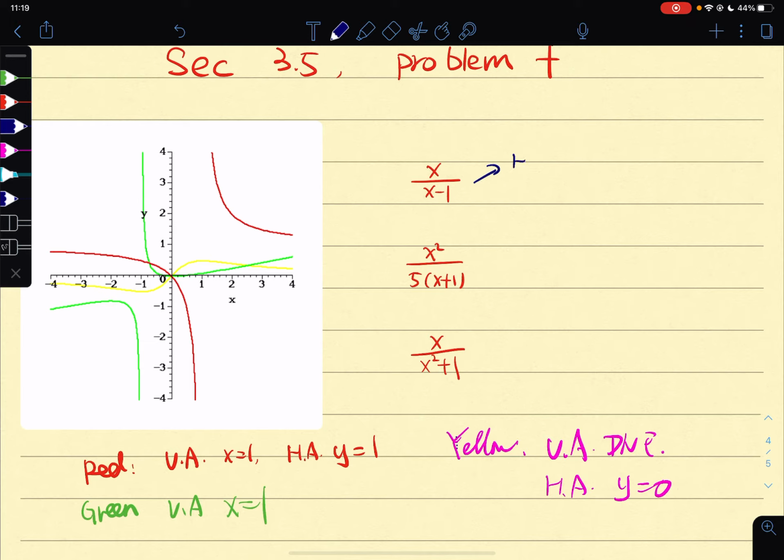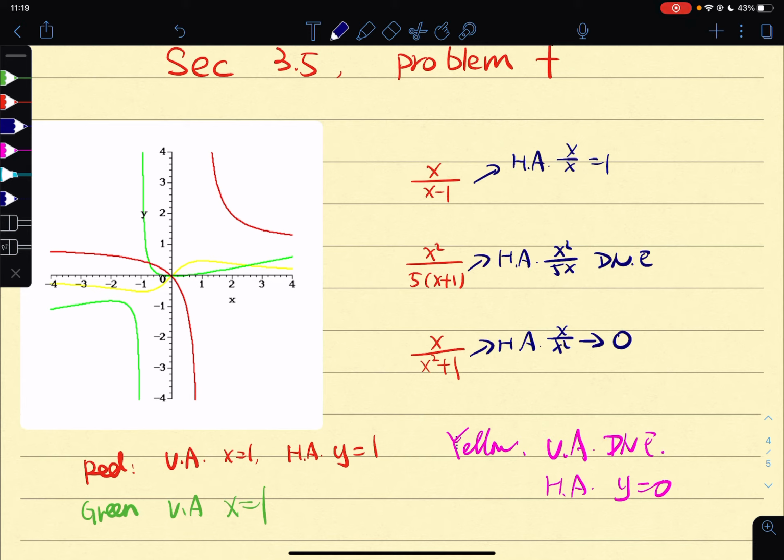This one, horizontal asymptote is x over x, which is 1. This one, horizontal asymptote came from x squared over 5x, which does not exist. This one, horizontal asymptote came from x over x squared, which leads to 0. So as a matter of fact, just this information can give you some idea of how to match them together, but of course you can keep going.